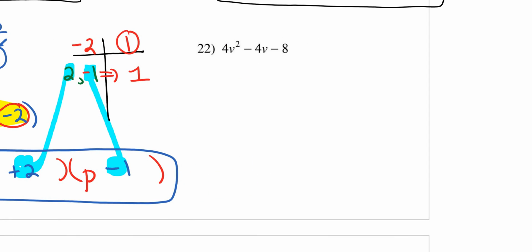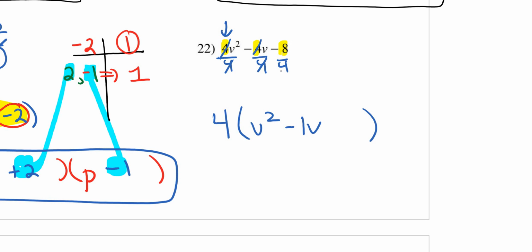All right, for question number 22, my leading coefficient is no longer 1 again. So I mean, this very first number, 90% of the time, this is the number that's your greatest common factor. So we're going to pull that out of the trinomial, and we just divide every single term by 4 now. That gives me the v squared. 4 divided by 4 is 1, so negative 1v. 8 divided by 4 is 2, so minus 2.